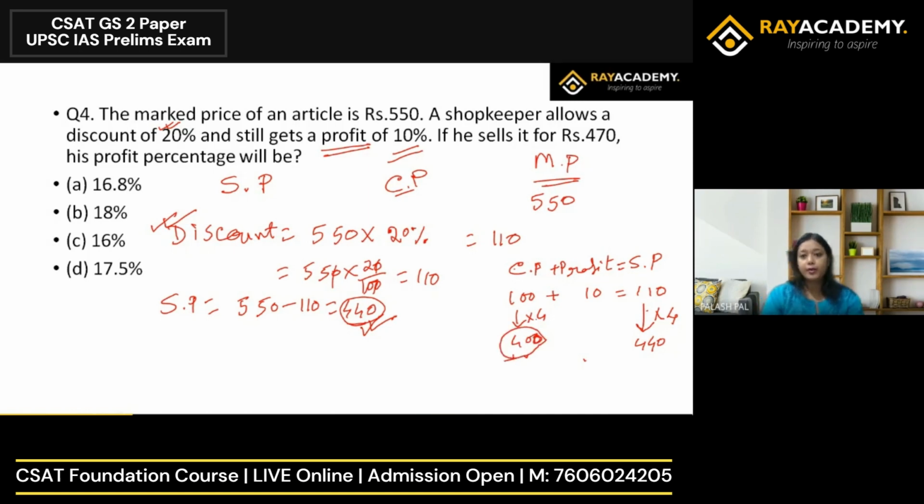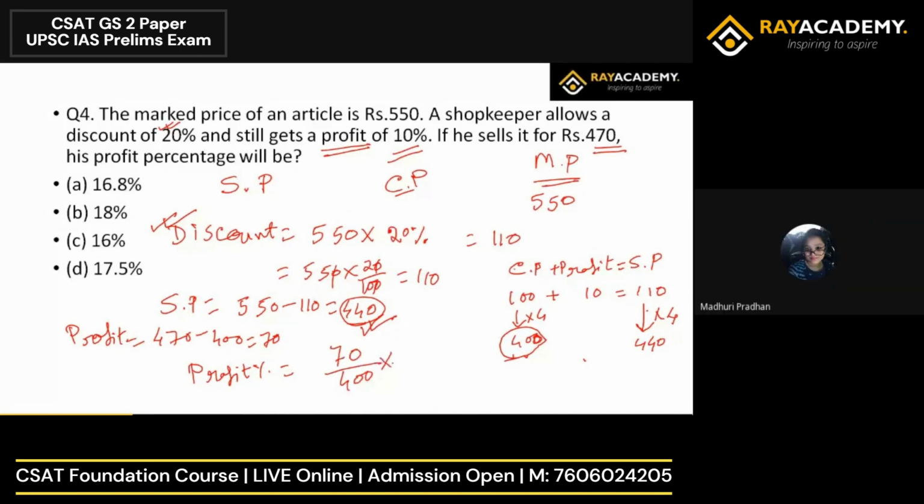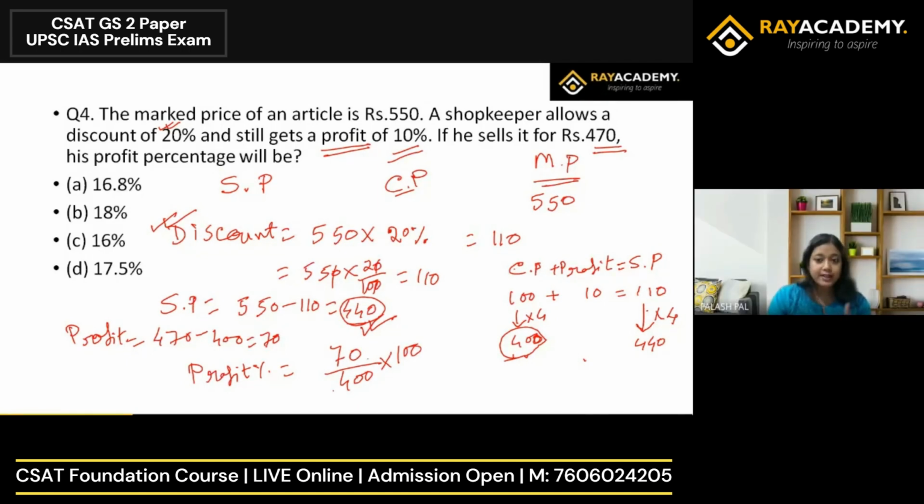CP is 400. Next time, the selling price is 470. But CP is fixed every time, that is 400. So this time profit will be 470 minus 400, that means 70. So what will the profit percentage be? Profit percentage will be 70 by 400 into 100. Profit or loss is always calculated on the CP, the cost price or production cost. So 70 is the profit upon 400.